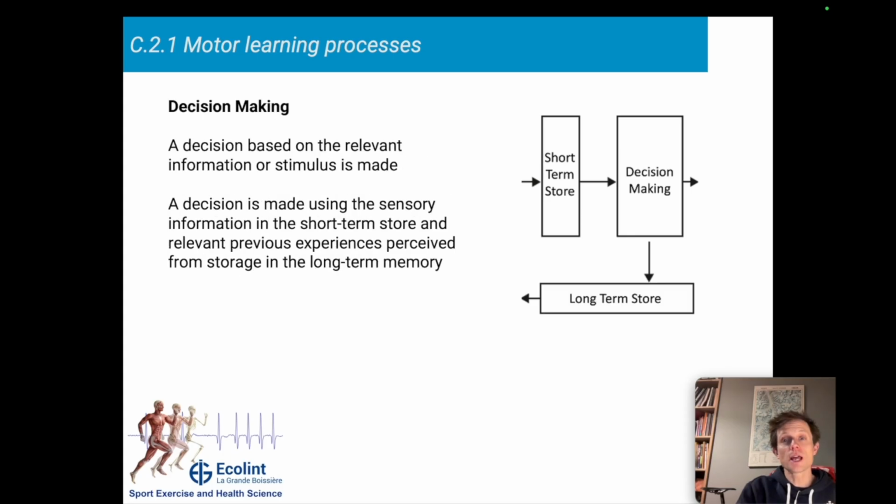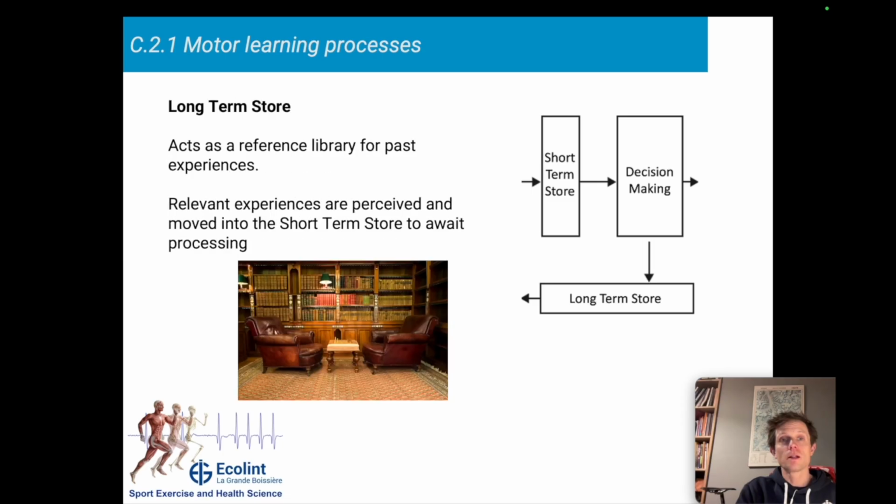The decision-making element of the process is where the information which has been deemed relevant and passed through the short-term store is used to make a decision based on the information being received. Once that decision has been made, that information is then passed on to the effector mechanism, and also a copy is sent to the long-term store. This is what enables us to learn from our past experiences. This long-term store then acts as a reference library for past experiences.